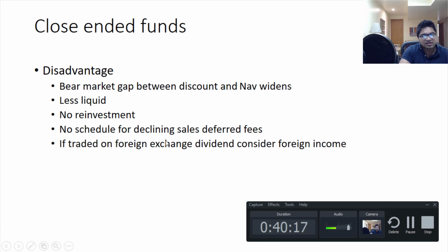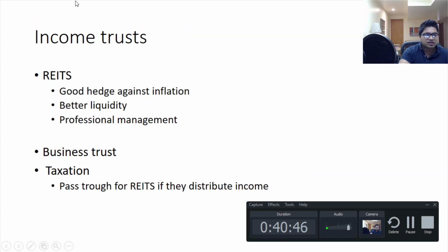Generally mutual funds have declining sales commission or declining back-end loads. When you sell the mutual fund, in certain cases you have to pay certain commissions, and they go down as the time period of holding increases. But in the case of closed-end mutual funds, it is fixed, so there is no schedule for declining deferred sales fees. If traded on a foreign exchange, they are considered to have foreign income.